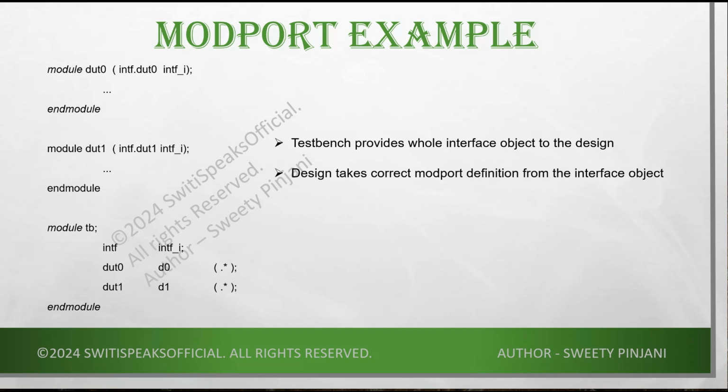Finally, our aim is that the correct port should be connected to the correct port. For example, in this module also there will be 4 different ports. So ACK of this particular module should be connected to ACK of this particular DUT1 modport of the interface. Similarly, select should be connected to select. If you give dot star, this is taken care of. This is one way in which you can connect your design ports to the modports.